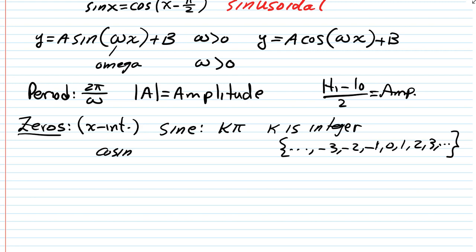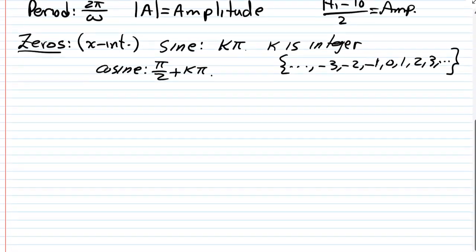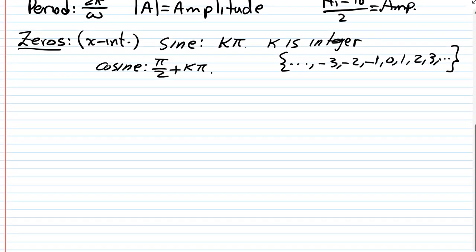For cosine, the zeros of cosine are at pi over 2 plus k pi. These we need to know. And the best way to know them is, again, to either go to your unit circle or look at the graphs. For instance, for sine, zeros are at 0, pi, 2 pi. So hopefully everyone will be able to remember the k pi from that. But again, you can go to the unit circle and look at these like we did before. And there you have it.